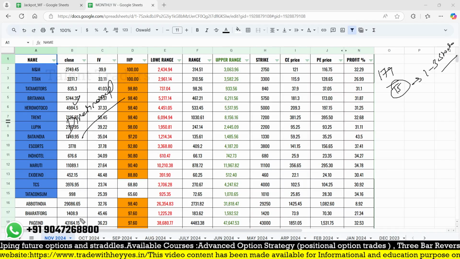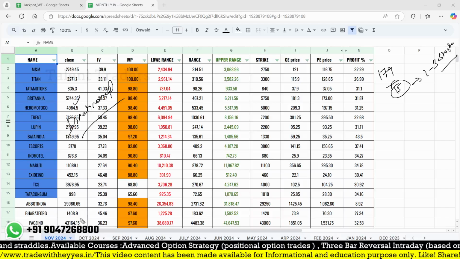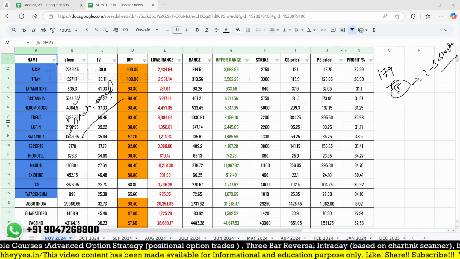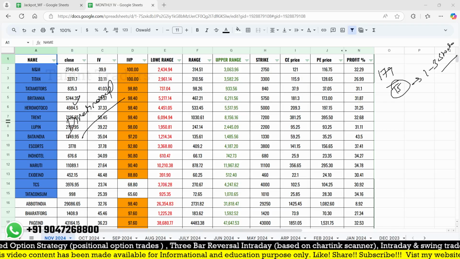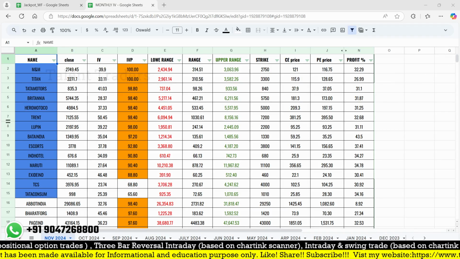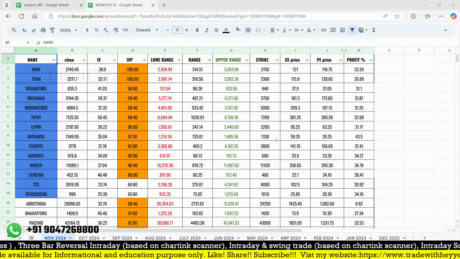Maybe some other stocks apart from the list can also move, but we expect the stocks to move based on the logic of IV, IVP and other concepts. So based on our advanced option strategy concepts, the data is updated for the month of November.